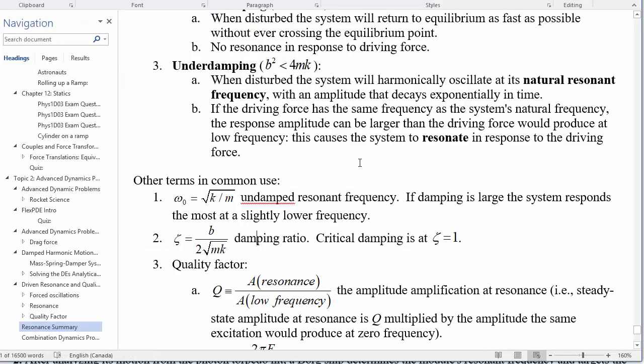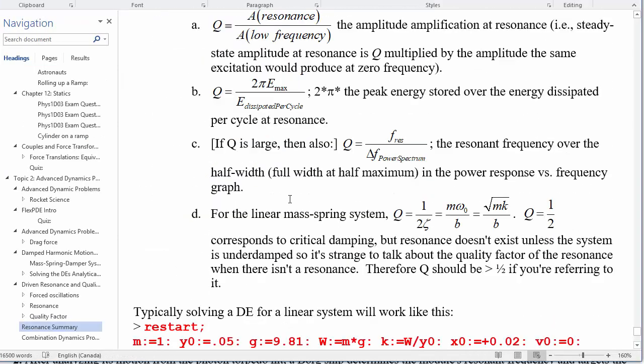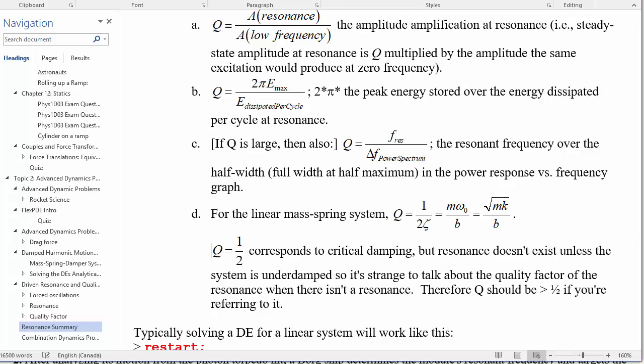also brought up here for the regular linear mass spring damper system. This must be... the quality factor is not always equal to a half. That must have been something that we were... Oh, this is the continuation of that. Q is a half corresponds to critical damping.